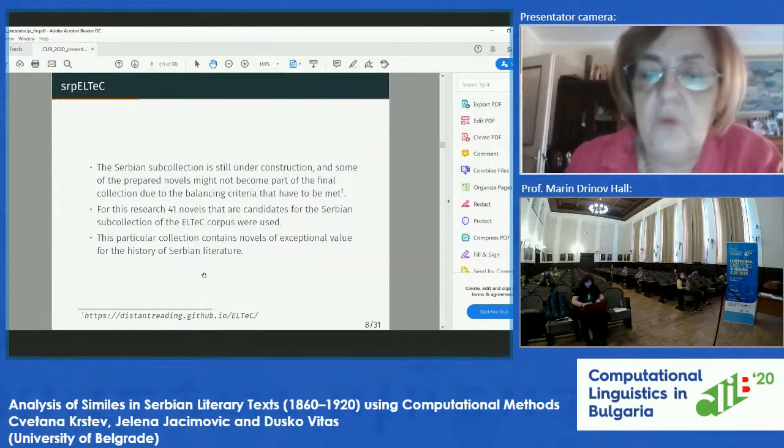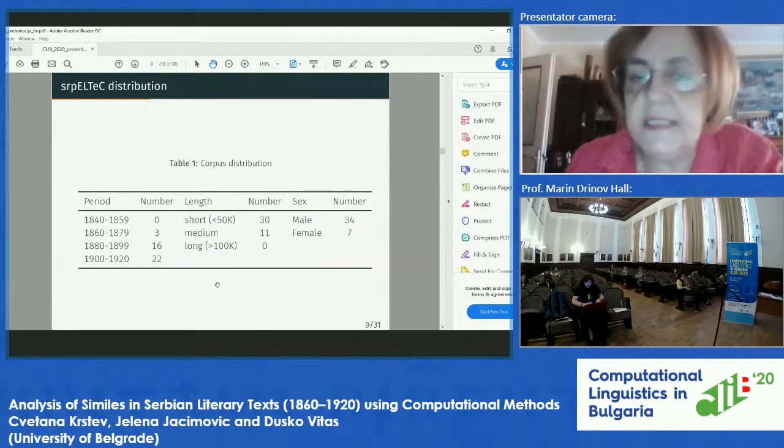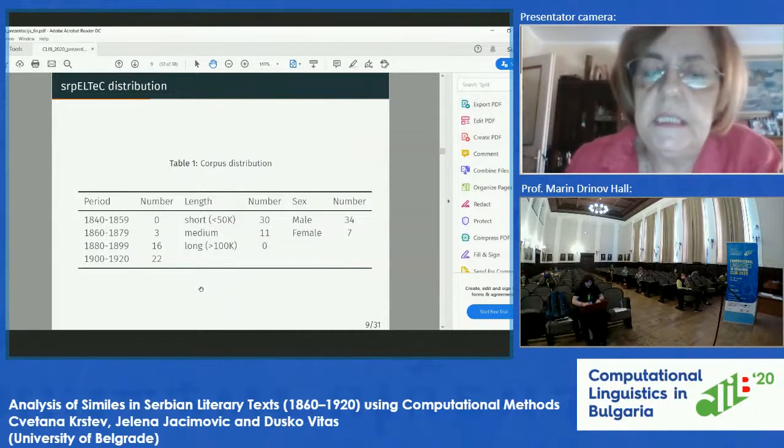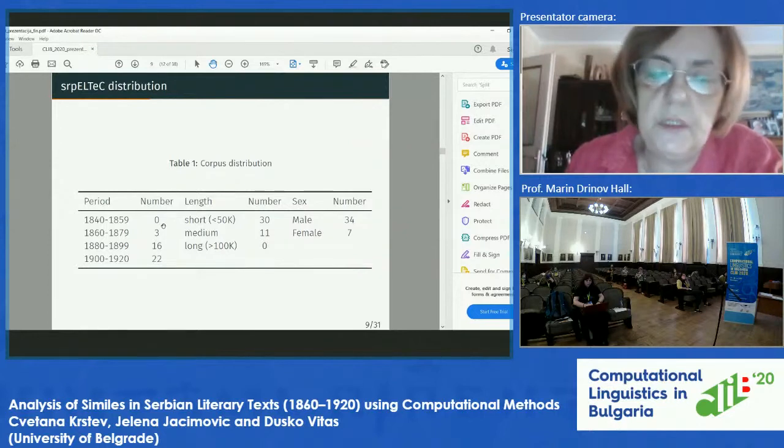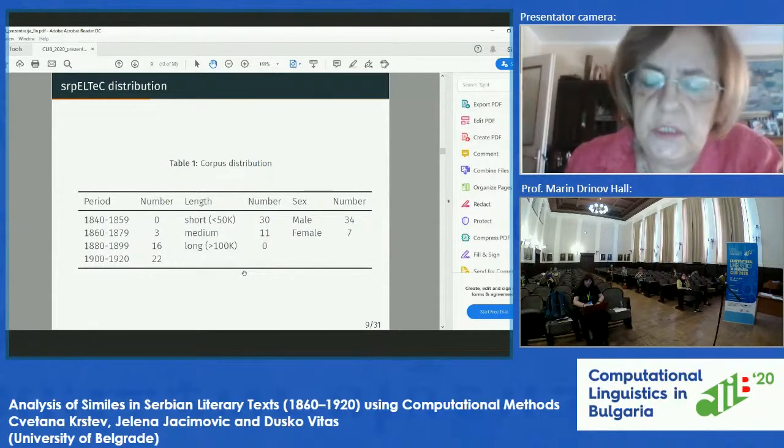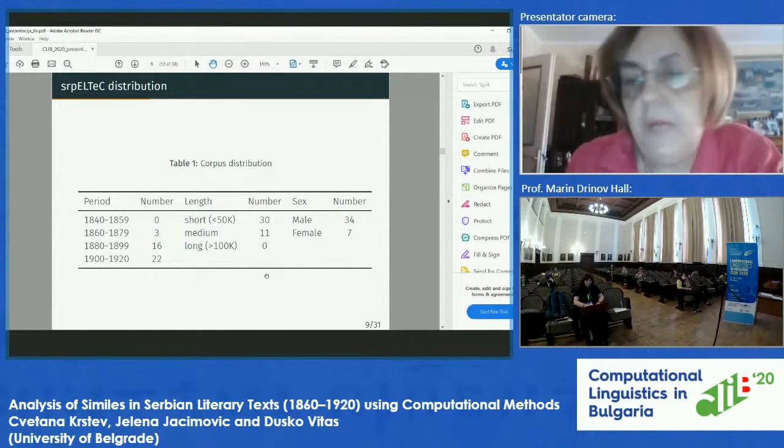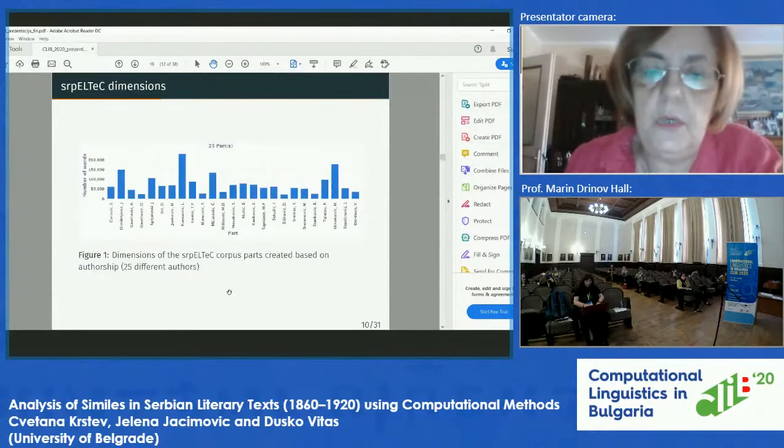These novels are of exceptional value for the history of Serbian literature. Here are some data about corpus distribution. We see that it is not balanced in any of these criteria, which is to be expected for the Serbian language, in which literature was only then being developed. At the moment of the compilation of this corpus, we didn't have novels from the first period, and we didn't have so-called long novels, which are not the tradition of Serbian literature. Also, female authors were not as well represented as male authors.